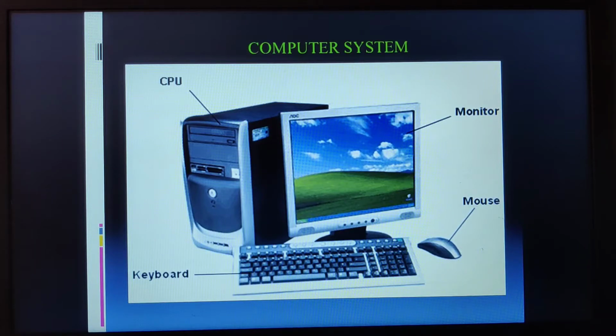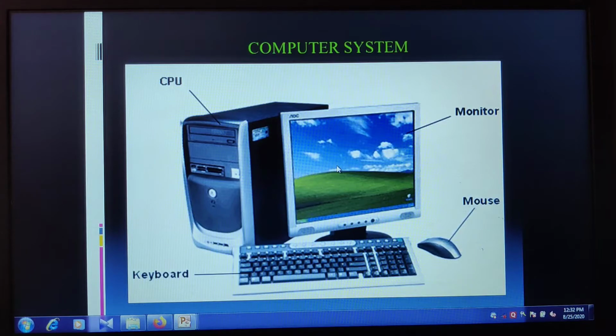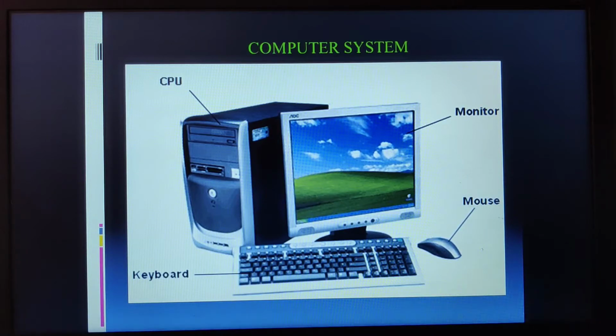So let us see what are the basic functionalities that any computer system has to perform. A computer system might be your desktop computer system, or a laptop, or a tablet or a notebook. Irrespective of any computer system, they should be capable of performing at least certain basic functionalities. What are those basic functionalities? Let us see. The first thing is your computer system should be capable of accepting the data and program as the input.